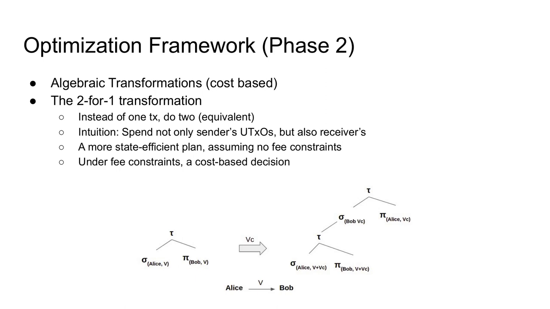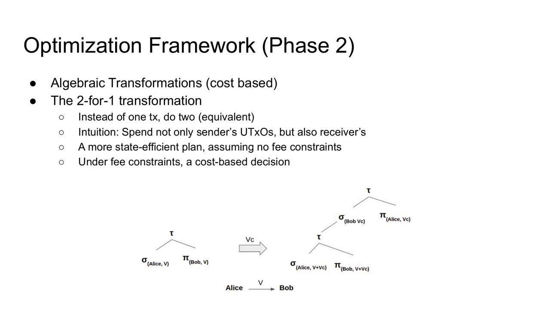The second phase is algebraic transformations. Here we have an example of such a transformation, which we call the 2-for-1 transformation. The intuition behind this transformation is that we want to use two transactions instead of one in order to consume more inputs. If we assume no fee constraints for now, then it might make sense for Alice to give Bob more money than she needs to, and then Bob to give back a larger amount of change, in order for Bob to also consume some of the inputs, or UTXOs, that Bob has.